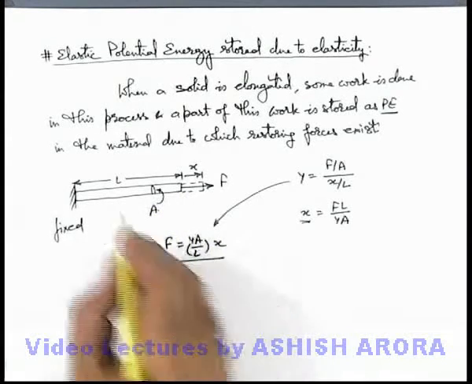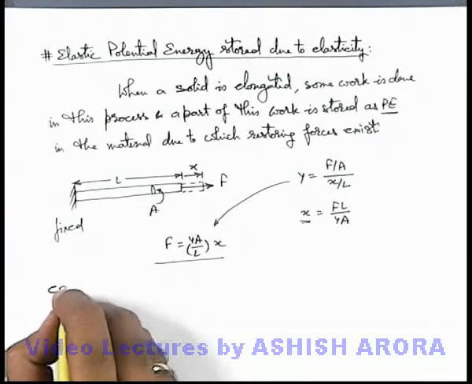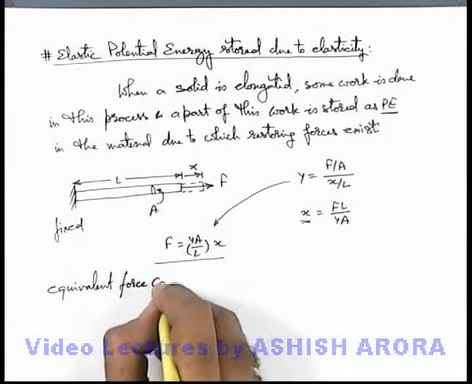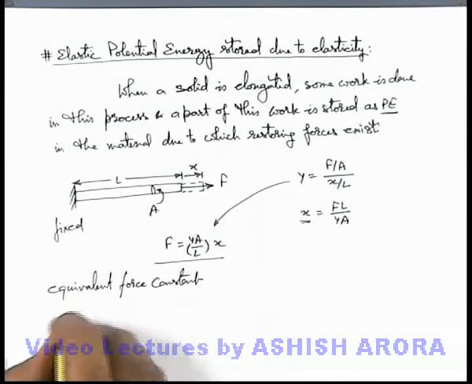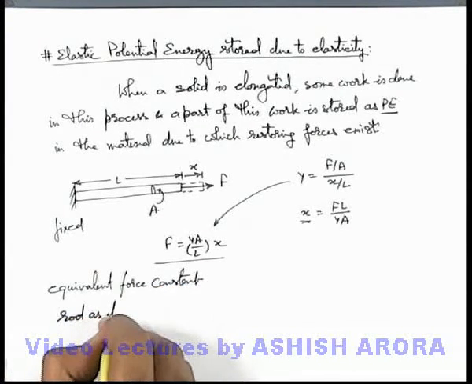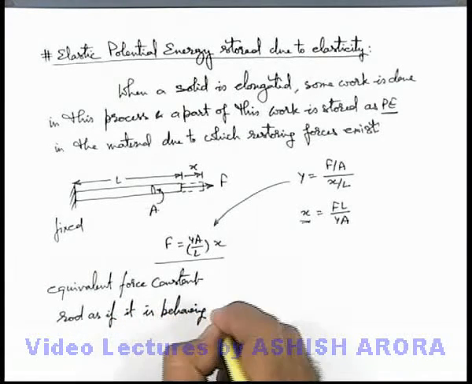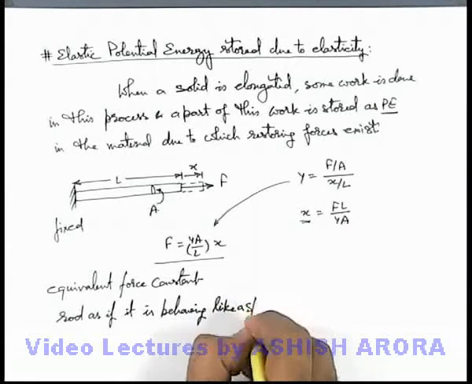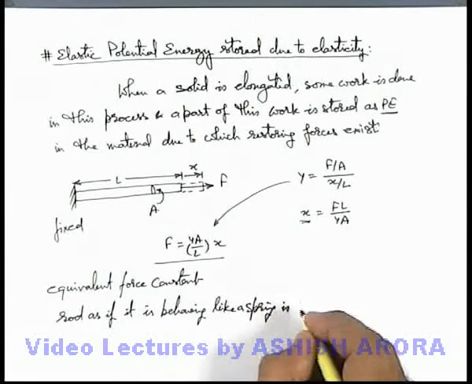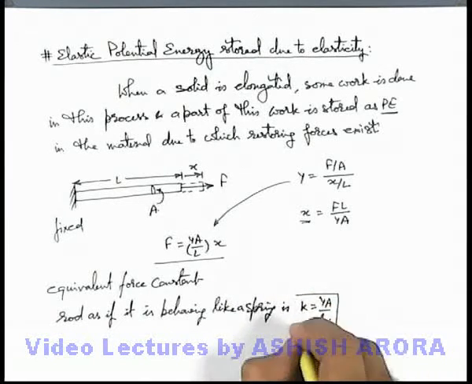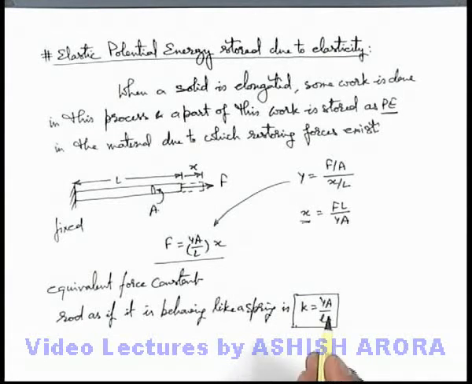So for the rod we can say the equivalent force constant, as if it is behaving like a spring, can be written as YA by L. This itself is a very good and important concept for the future. You should keep in mind that a rod can be treated like a spring with equivalent force constant YA by L.